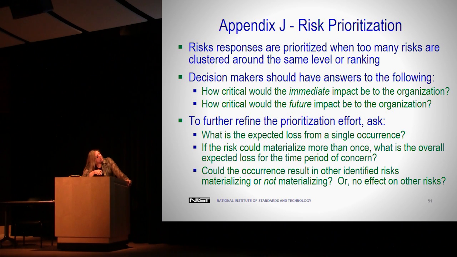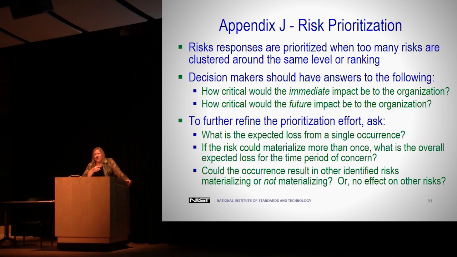Another question is whether the risk could materialize more than once. If it's something that could happen continually, again and again, then that might give it a higher priority than something that is a one-time occurrence, like a virus infection versus a hurricane. Also, could the occurrence result in other identified risks materializing? One vulnerability and threat pair could open you up to more.